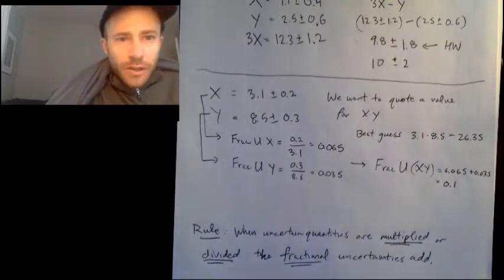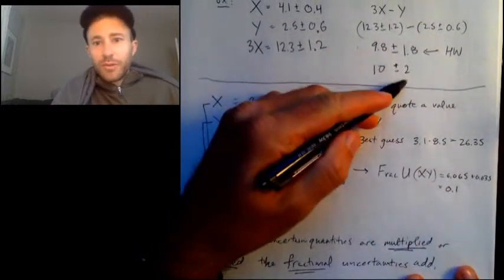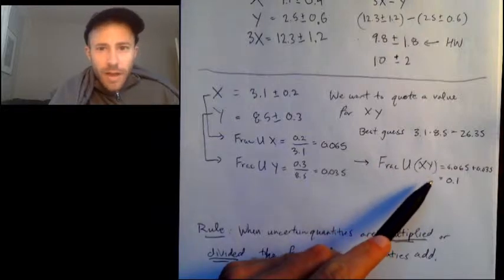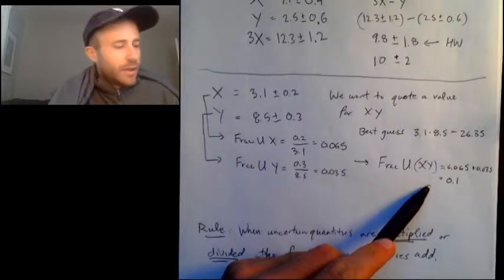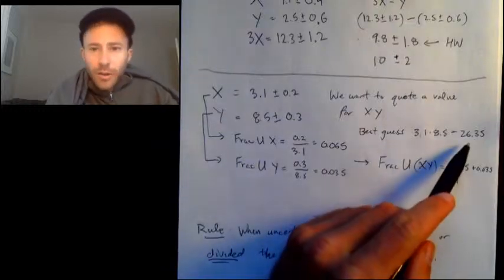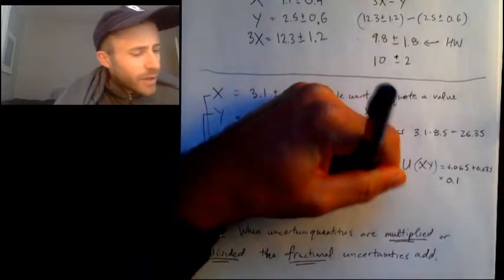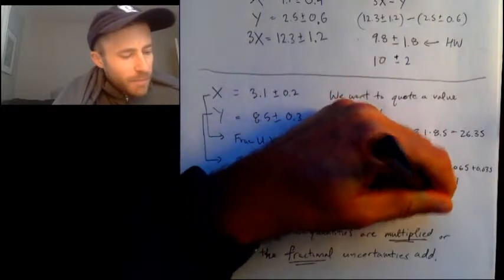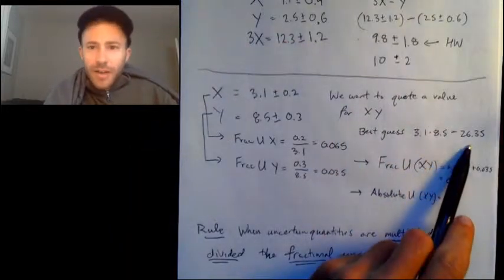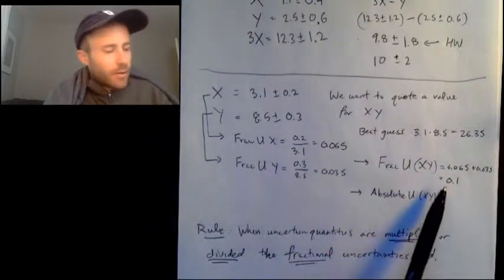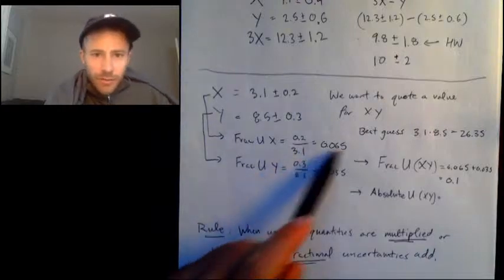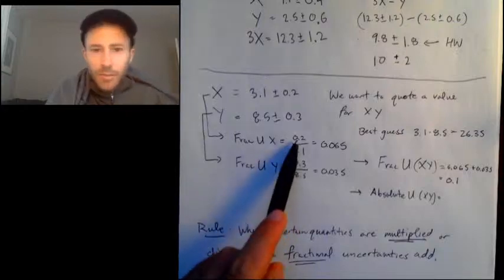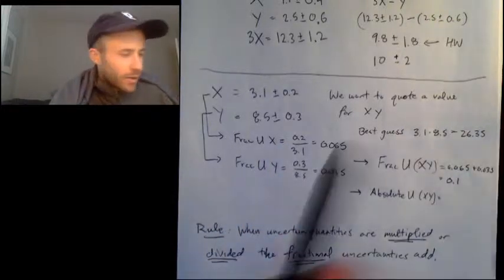When we are quoting a value, we typically quote the absolute uncertainty. So now we need to turn the fractional uncertainty into an absolute uncertainty. That means the absolute uncertainty in x times y is going to be our best guess times the fractional uncertainty. See how if we take this equation and multiply our fractional uncertainty by 3.1, we get back our absolute uncertainty. It's just rearranging this equation.